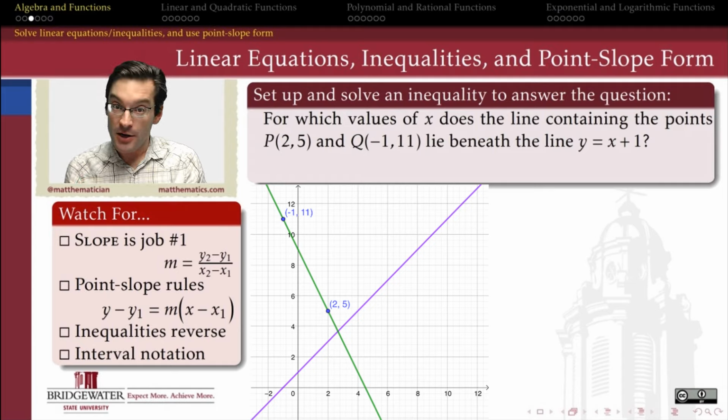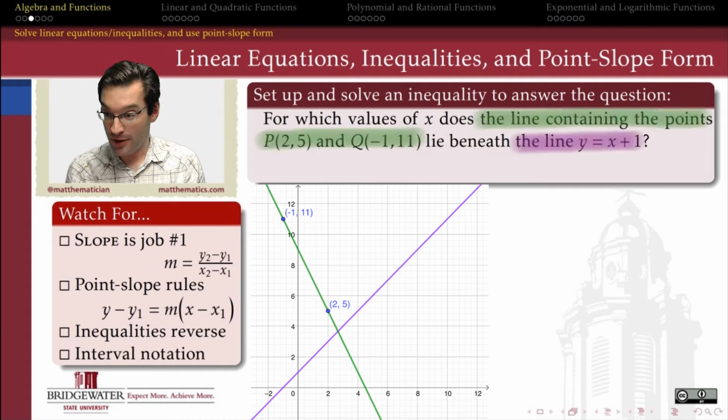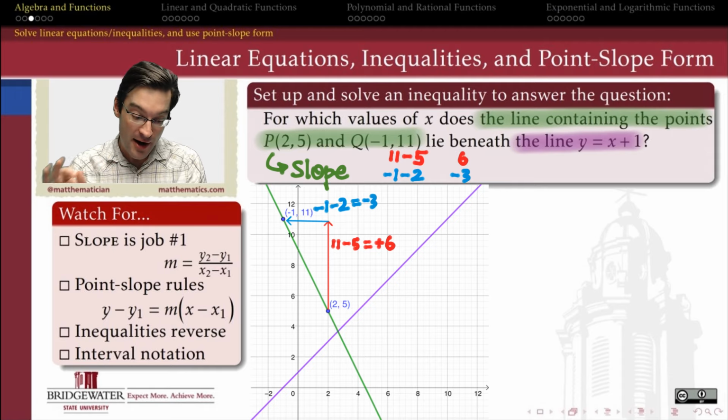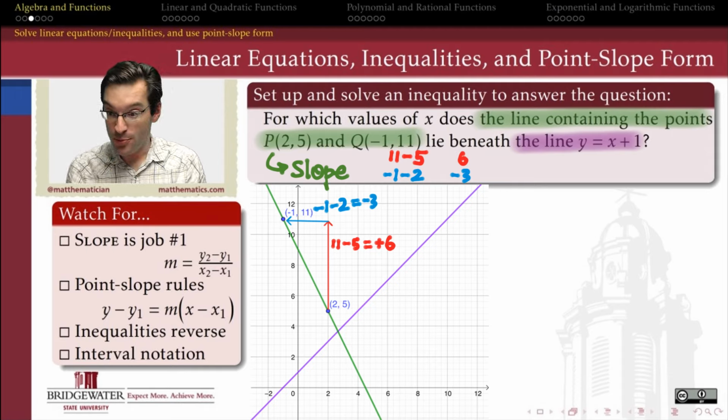How do we deal with linear equations and linear inequalities and point-slope form? This problem asks us to find the values of x for which the line that passes through these two points, P and Q, lies beneath the line with the equation y equals x plus 1. So when is the green line underneath the purple line? Well, to figure this out, we need an equation for the green line. And one of the most important skills is finding an equation for a line that passes through two points, for which finding the slope is job number 1.